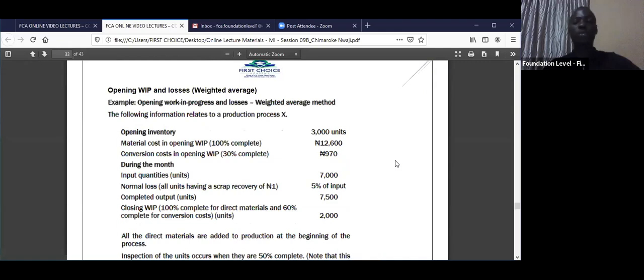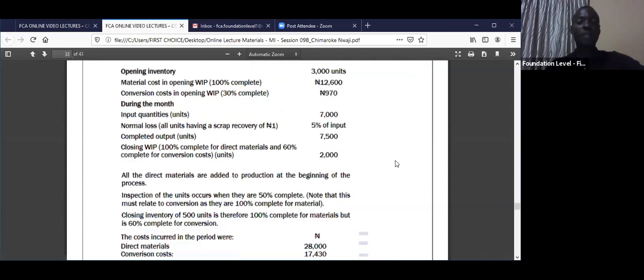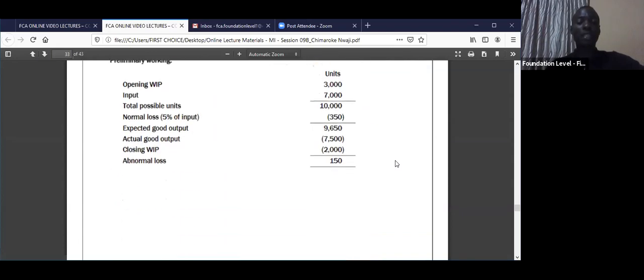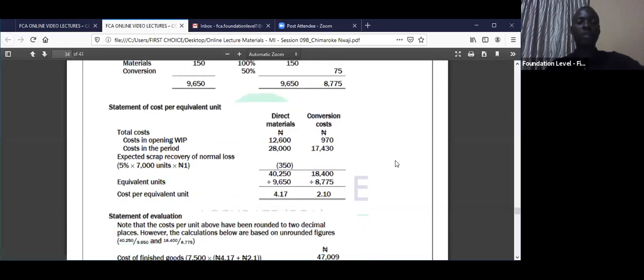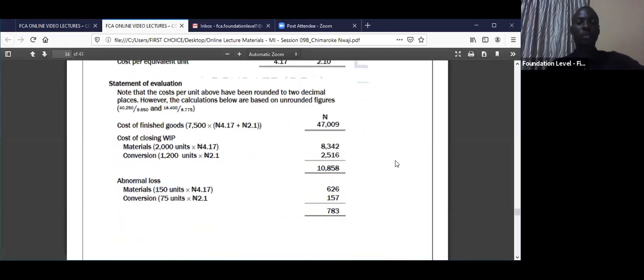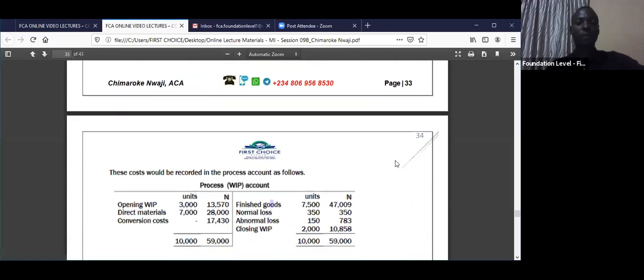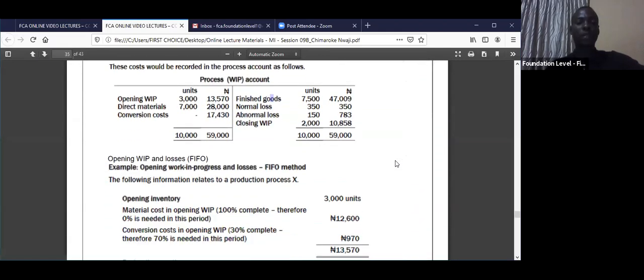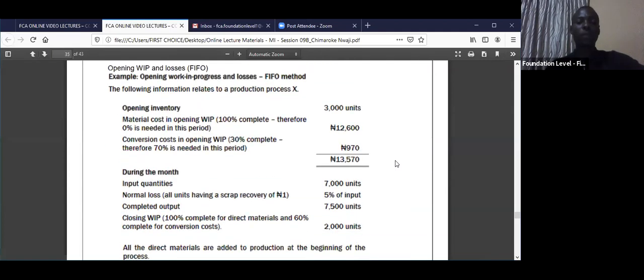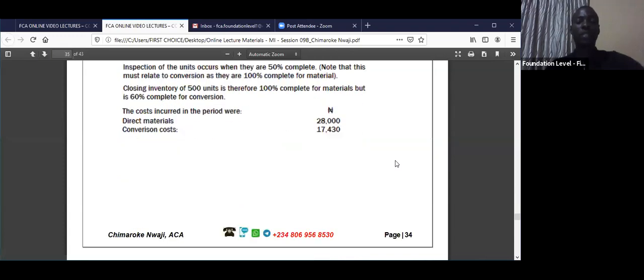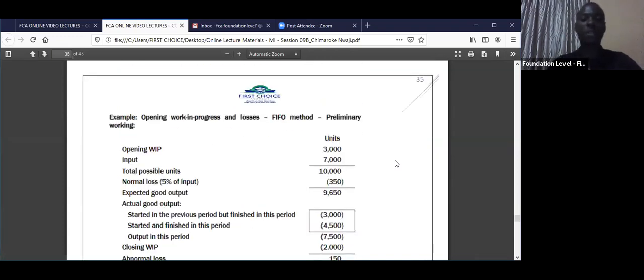The same way you do when you are doing the weighted average method. You know how the weighted average method is, so I would like you to look at it and see how the weighted average method was done. And the same thing with FIFO. So this is the same method we have been using.